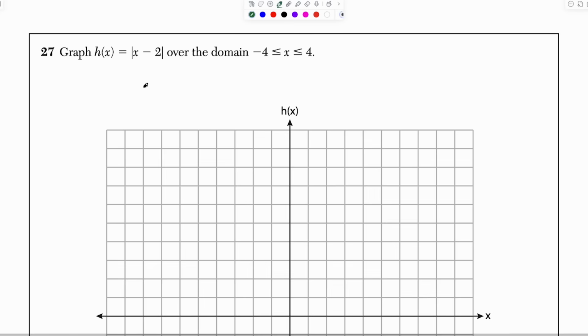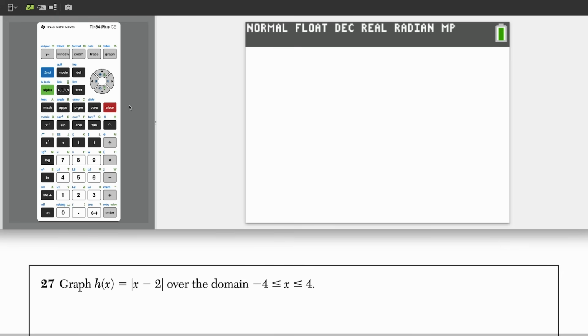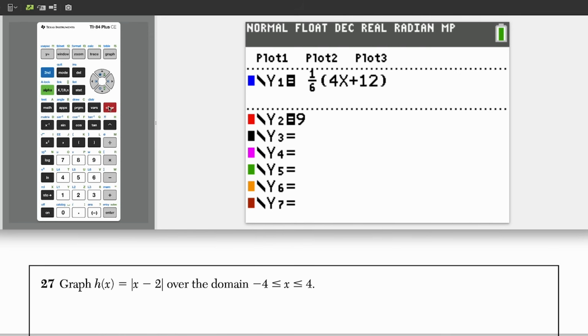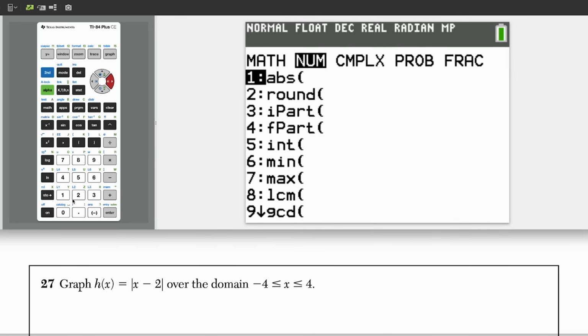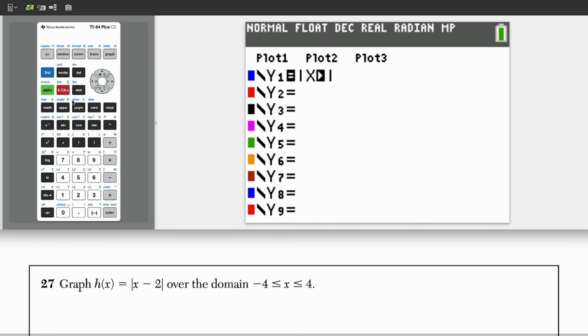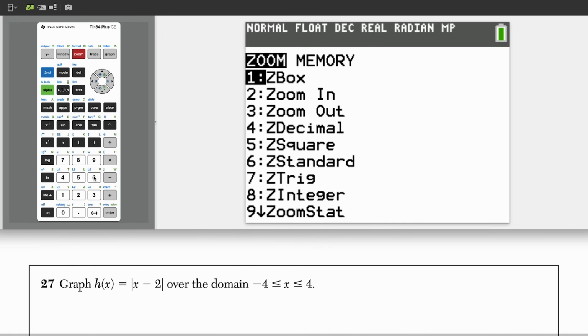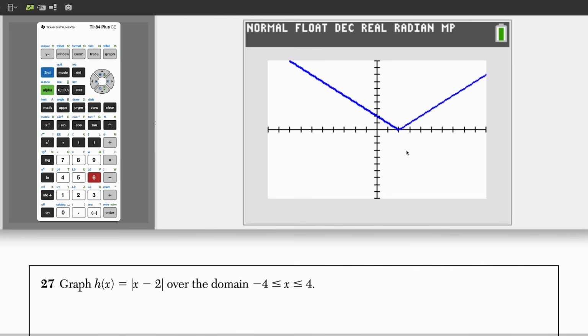Question 27, we're going to graph h of x equals absolute value of x minus 2 over the domain -4 less than or equal to x less than or equal to 4. So for this one, we could just go over to the y equals here, and we'll clear out the other stuff. And we're going to have, let's see, math. We go to the right, absolute value, and we've got x minus 2. Okay, so I'll press graph here, and I'll press zoom 6 just to put this back to standard window to see what this looks like.